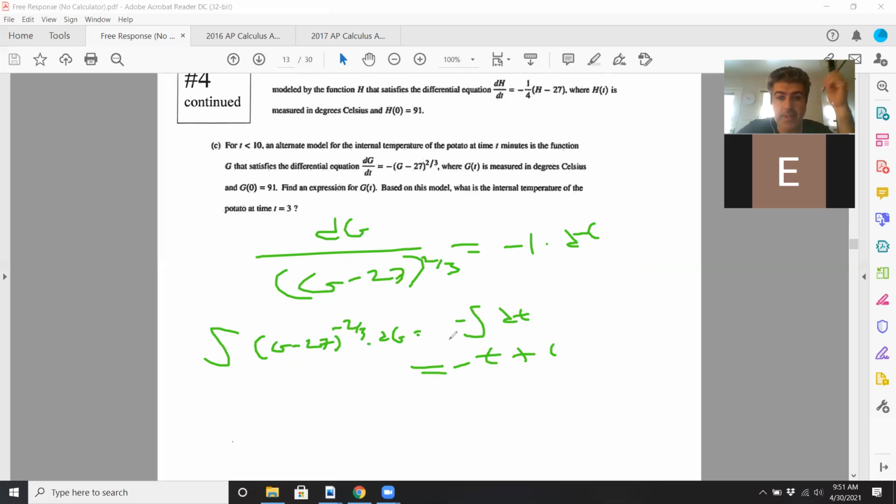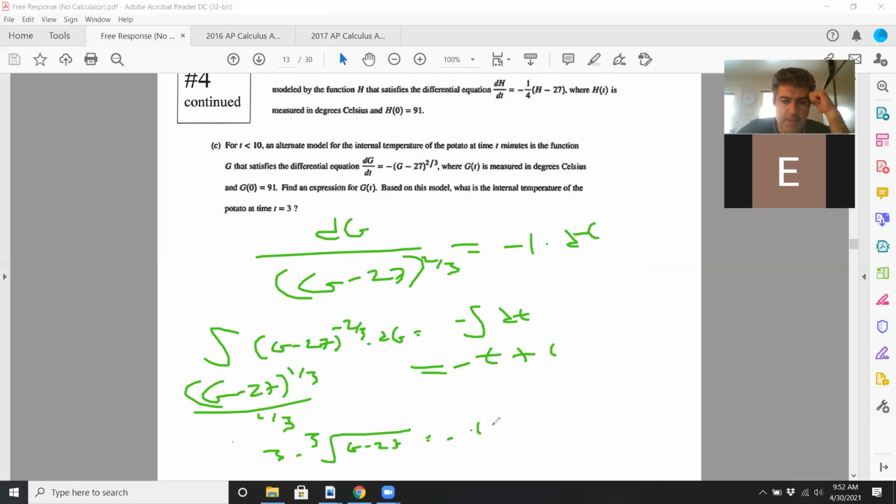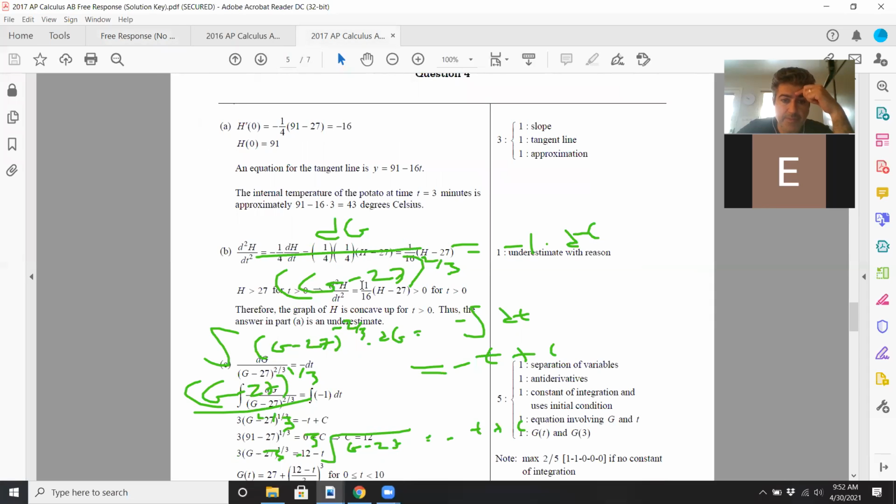That's good. This over here, be a little careful, it's g minus 27. You have to add 1 to the exponent and divide by the new exponent. So it's 3 times the cube root of g minus 27 equals negative t plus c. So right off the bat, I'm getting a point for the separation, probably a point for each antiderivative. Okay, 1 point for the antiderivatives, because I guess the second one wasn't that hard.